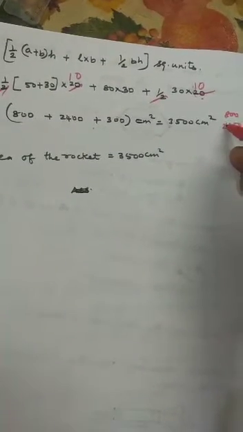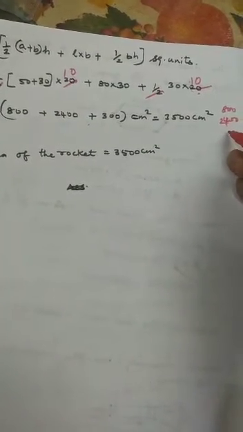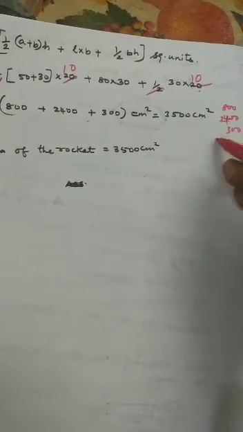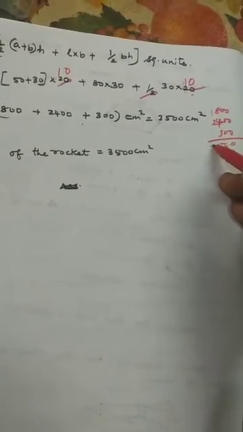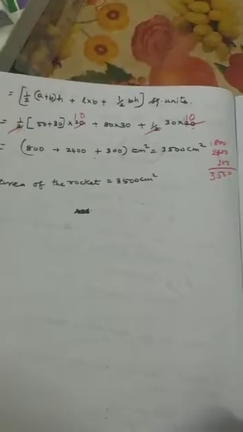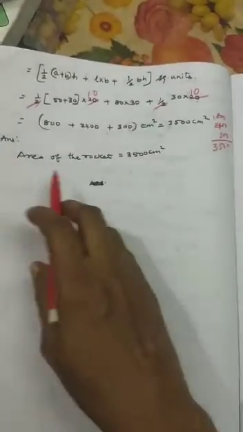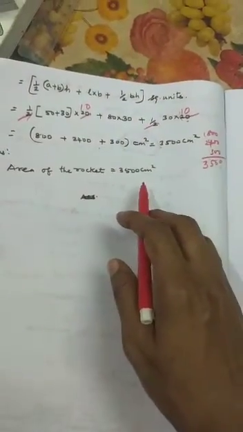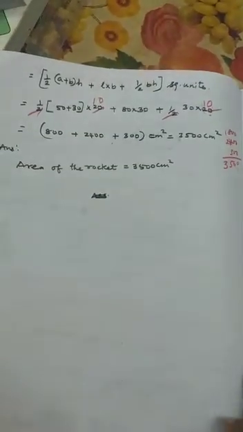Now add all these: 800 plus 2400 plus 300. 0, 0, 7, 7 plus 8, 15, 5, remainder 1, and 3500 centimeters square. So the area of the rocket is 3500 centimeters square. You have to write the question with answer.